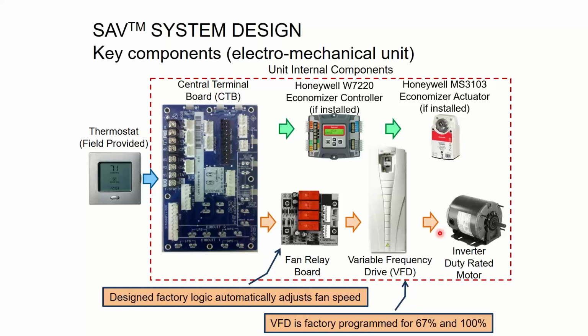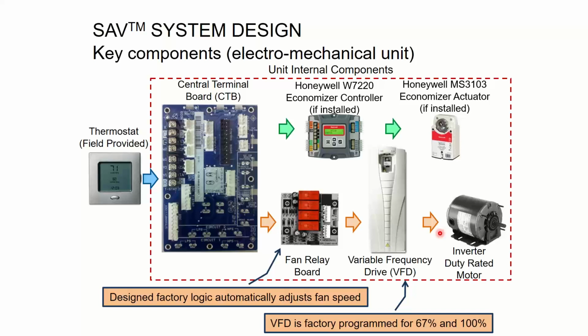Because if you think about it, when I slow my fan speed down, I'm going to be providing you less ventilation air. Well, the code doesn't let me do that. I still have to provide you the same ventilation air. So when I slow the variable speed fan down, I actually have to increase the ventilation damper position. And when I speed the fan back up, I can throttle the damper position back.